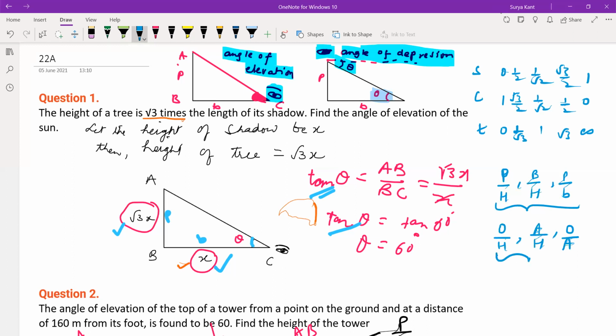Those who are very good in this, this is actually there in the CBSE board. Children are reading opposite, adjacent only. Sir, that P and H is there in our CBSE board. But if you see the NCERT, you will not get perpendicular, Samarth. You will get opposite. Just a minute, I am checking. Because in NCERT they have mentioned opposite, adjacent, and hypotenuse only. Okay.